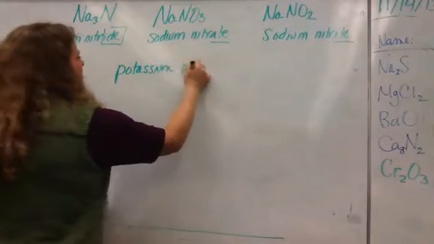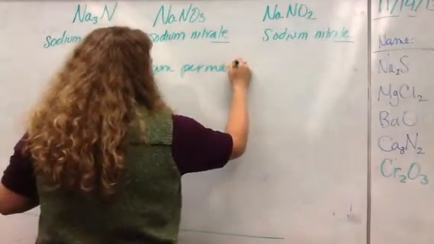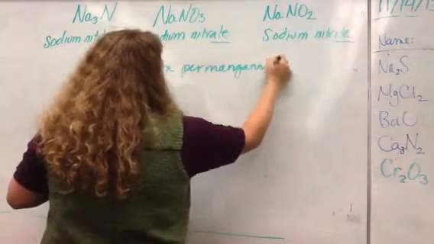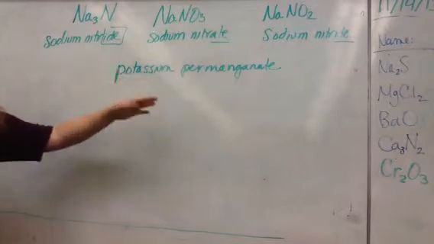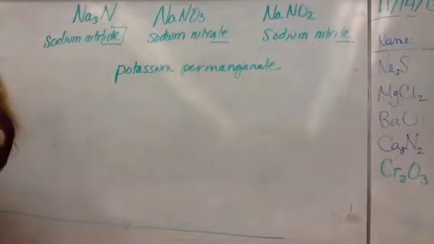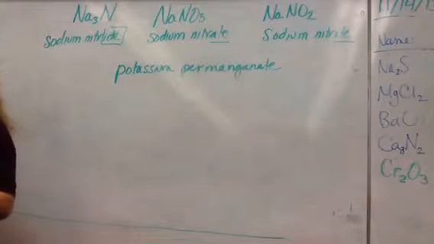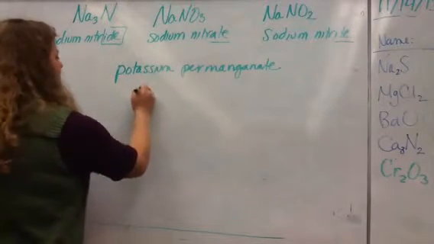So, potassium permanganate is a potassium ion, or some number of potassium ions, and some number of permanganate ions. Write the formula for the potassium ion.